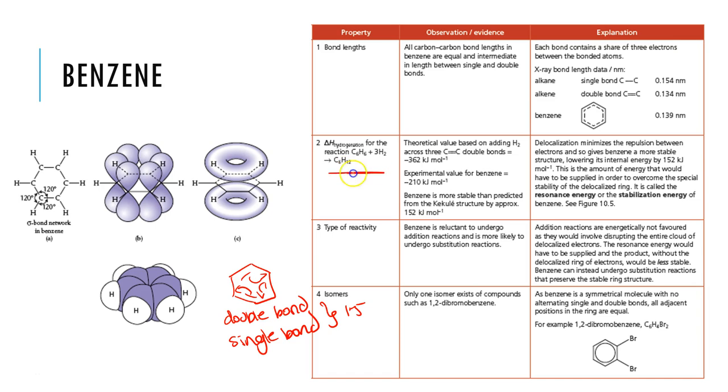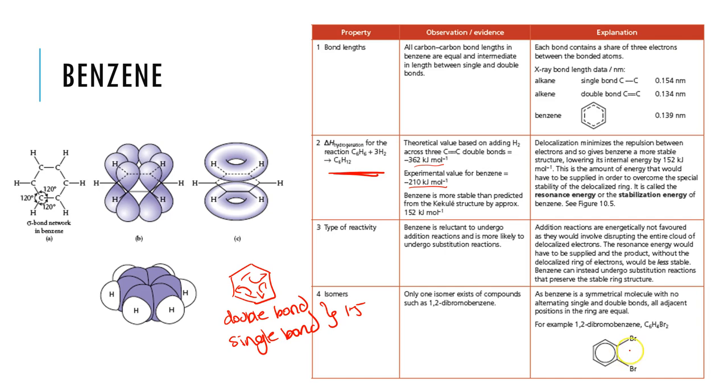We can also see this through the bond enthalpy, that the theoretical value would be negative 362 kilojoules per mole. The experimental value is negative 210 kilojoules per mole. So what we're finding is that it's more stable. Okay, so it's more stable. We have a higher stabilization because of the resonance. The reactivity, because of the presence of the double bond, we would expect it to undergo addition reactions. However, they're not favored due to the high stability, so it undergoes substitution reaction, and that there is no isomers.